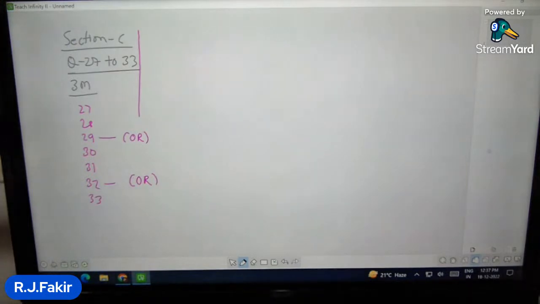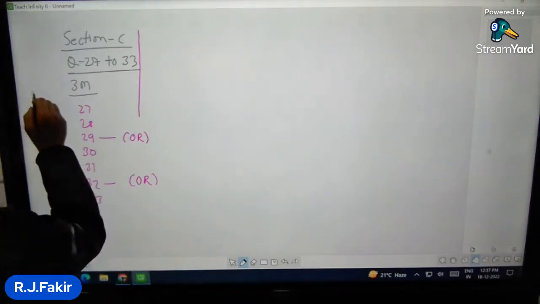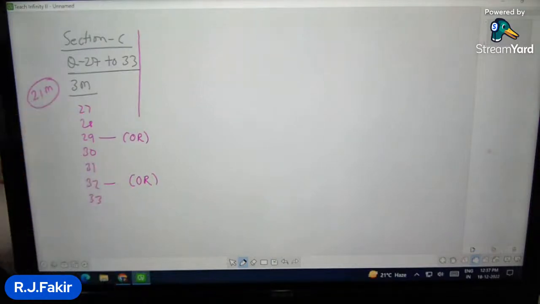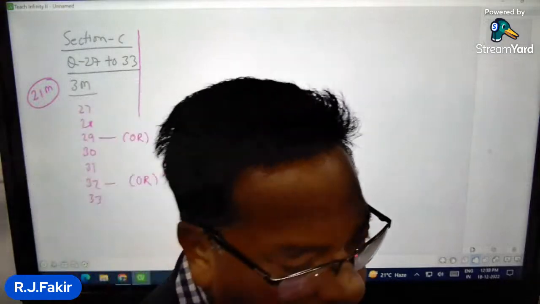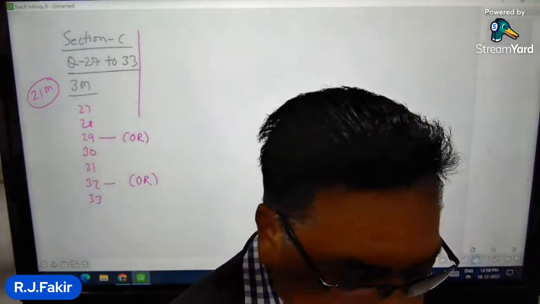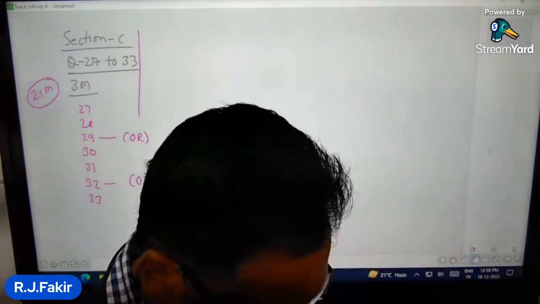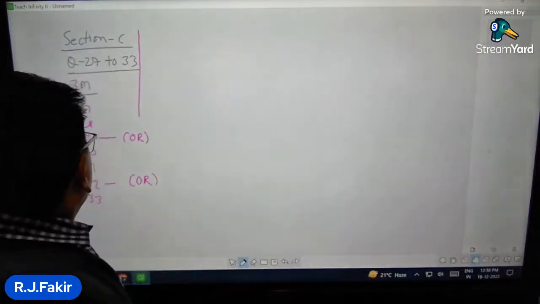But as you see, there are 7 questions in this one. So 7 into 3, that is 21 marks. So this section contributes 21 marks. Now we talk of the important topics for this section.